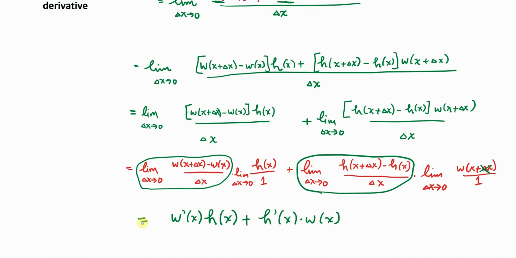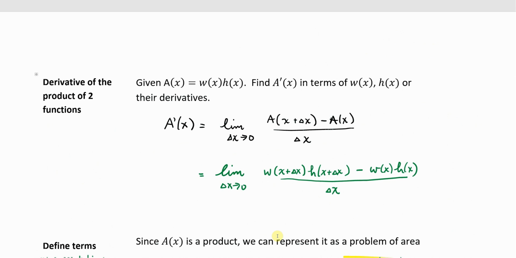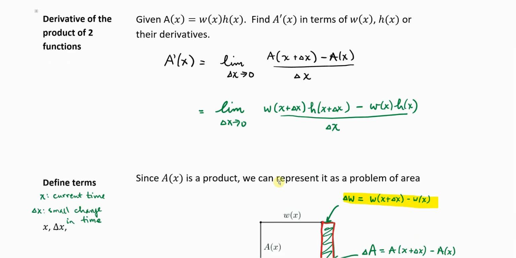And so now we've achieved what we wanted. We've taken the meaning of a of x, which is the function of our product. Let's go all the way back up here. We're trying to find a prime of x, and we've taken this expression using our picture as far as we can. It turns out to be w prime times h plus h prime times w.